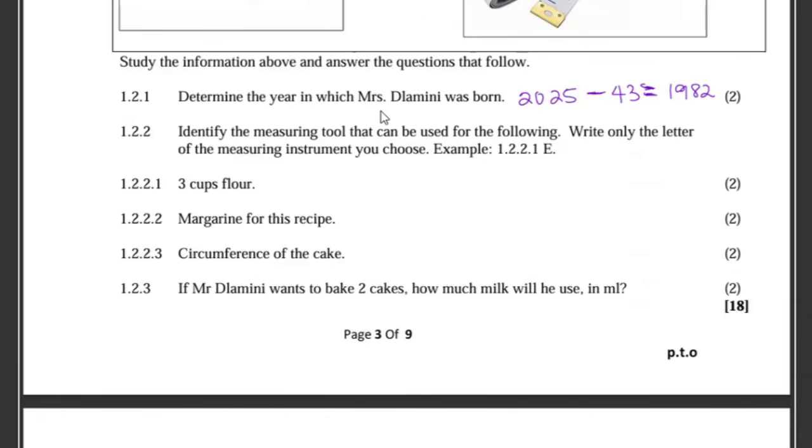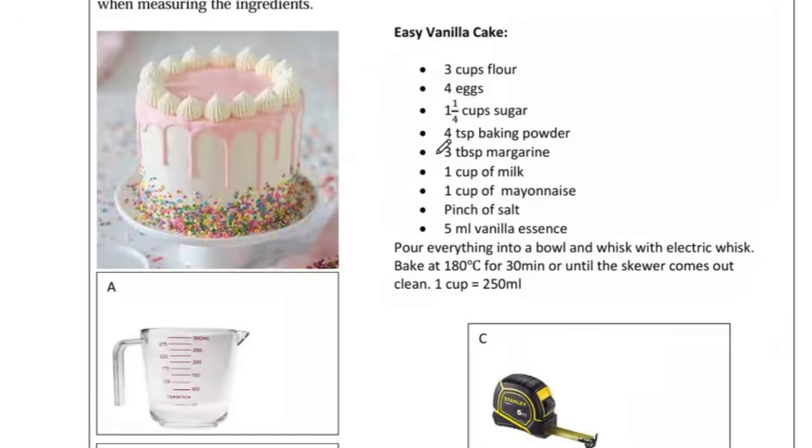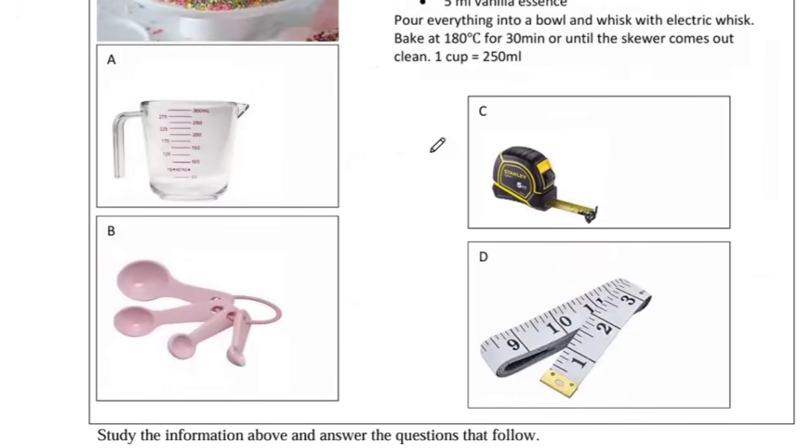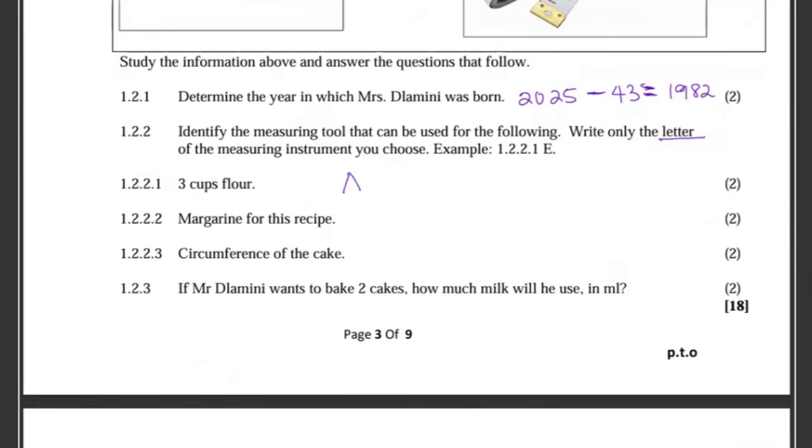Identify the measuring tool that can be used for the following. Write only the letter. Take note of that. So under this question, we shall only need the letter. So 3 cups of flour, what will they be? Among these ones, we have A, B, C, and D. Which one? 3 cups of flour. I believe this would work. So here the answer becomes A.